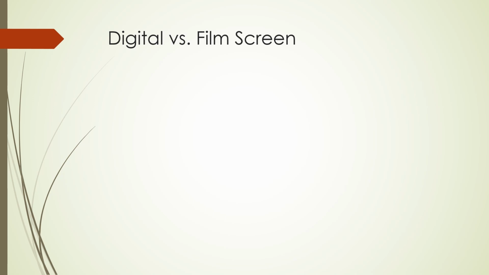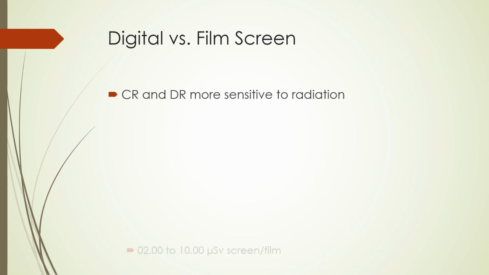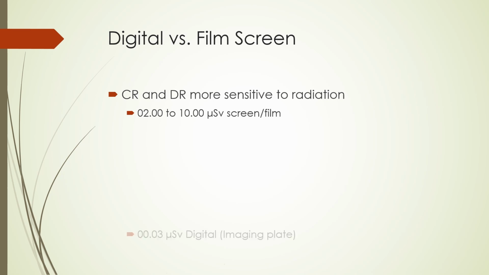Digital plates are more sensitive to radiation than film screen systems. It is estimated that the lowest radiation dose that can be recorded by film screen technology is about 2 to 10 microsieverts of radiation. A DR technology digital plate is estimated to be sensitive down to 3/100ths of a microsievert, and the CR plates fall somewhere between DR and film screen technologies in their minimum sensitivity.